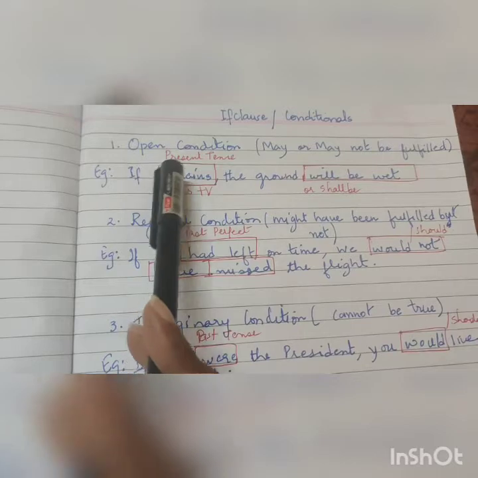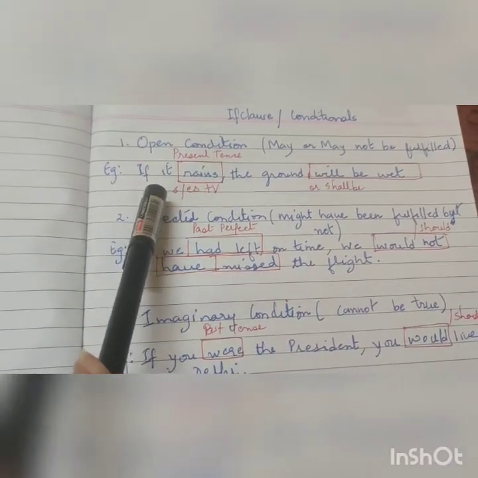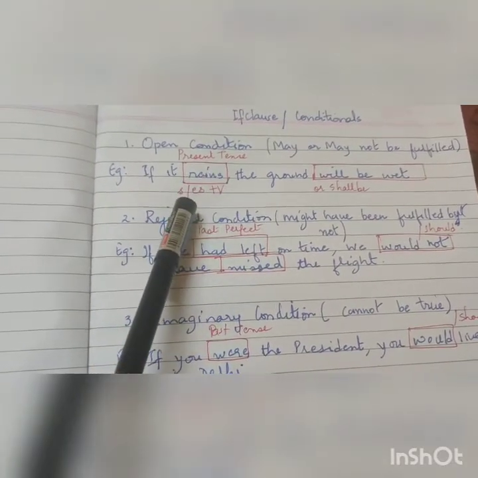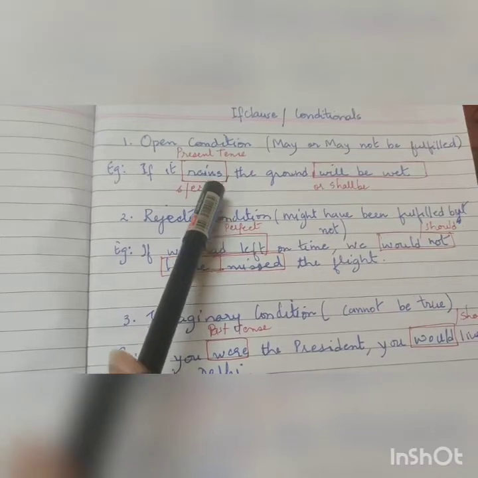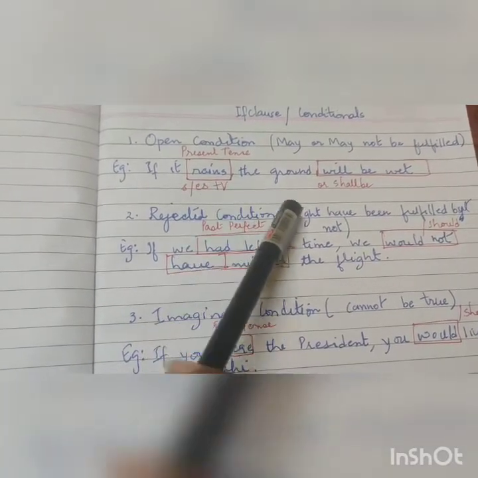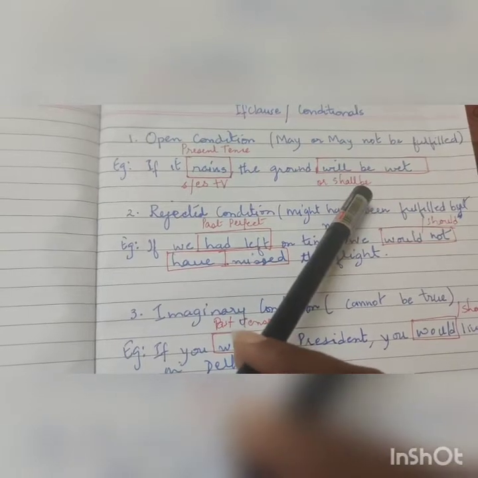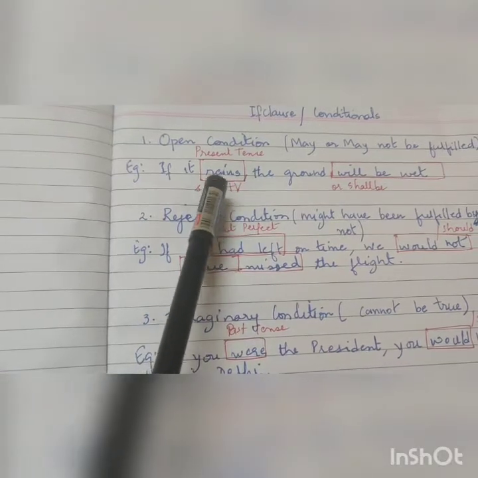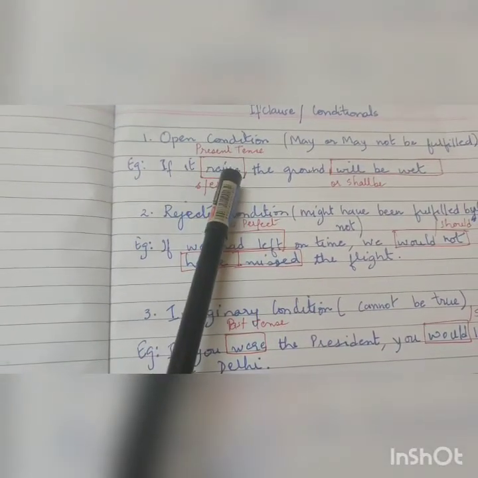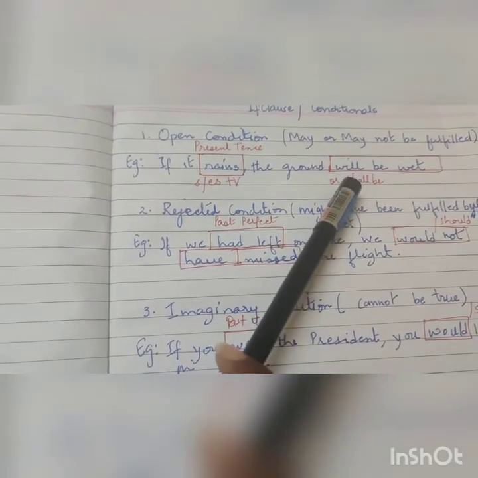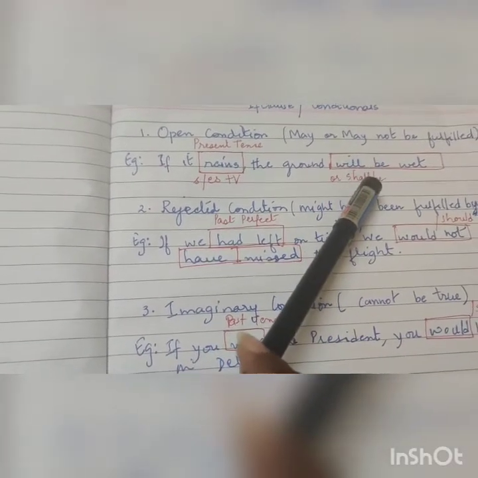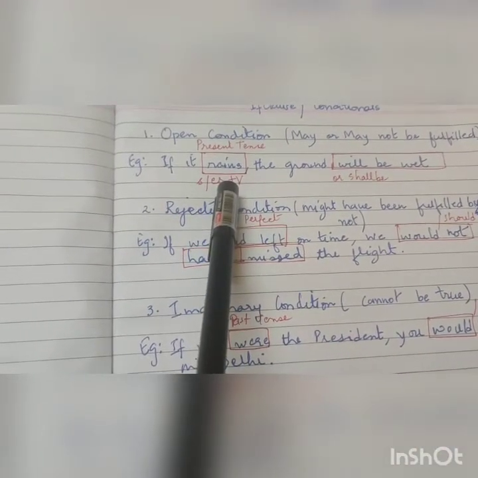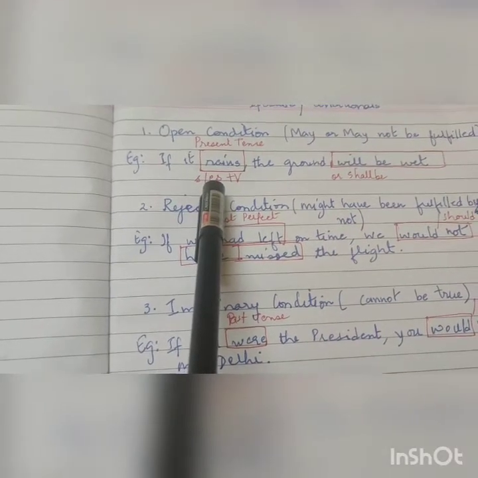See, in the open condition, we will be using present tense. If with present tense, that means it can be S or ES with the verb, that is simple present tense. And it is obvious that you will be using will or shall, will be or shall be. So just make sure that when you see a present tense, it will automatically be here will or shall, or if you see will or shall here, it will automatically be the present tense of the verb. That will be an open condition.